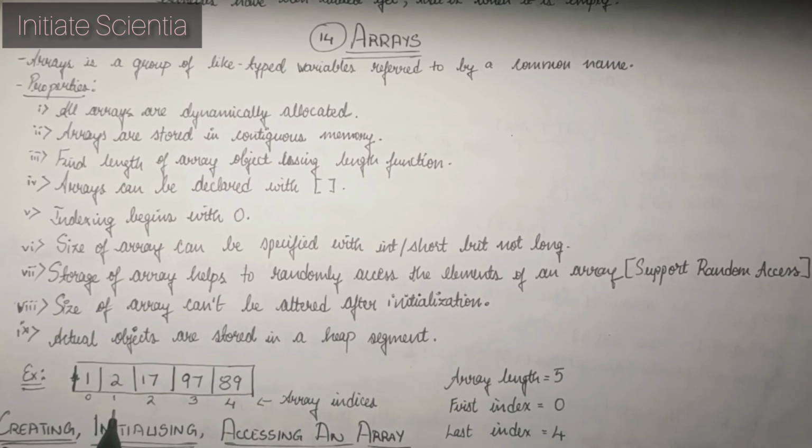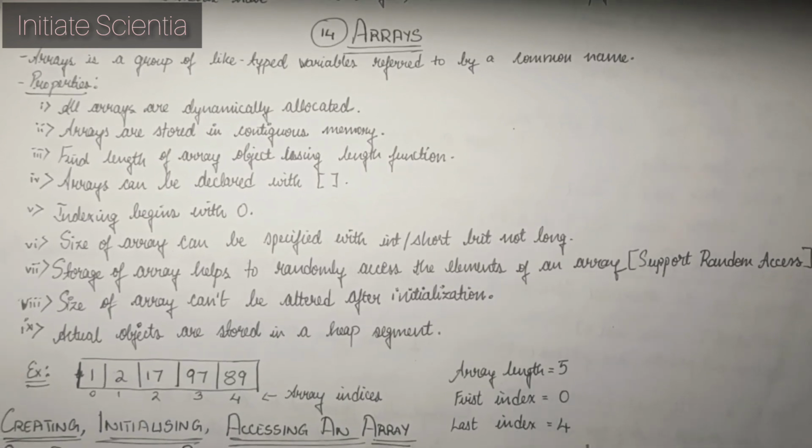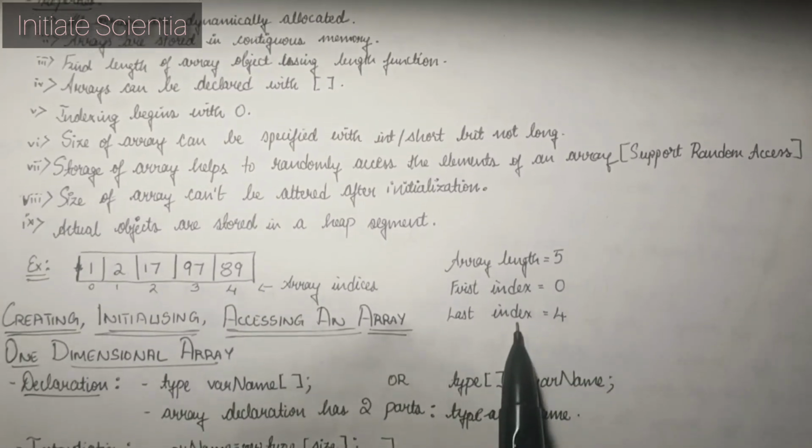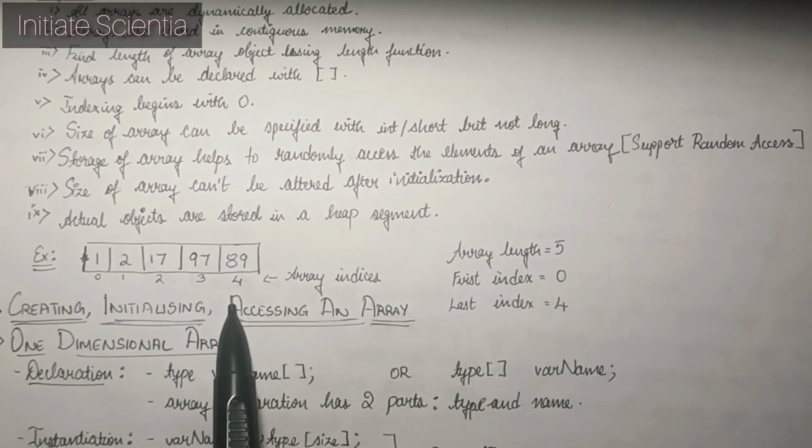Example of an array has the following content: 1, 2, 17, 97, 89, and the indices of the array are 0, 1, 2, 3, and 4. So the array length here is 5. The first index is 0 and the last index is 4.